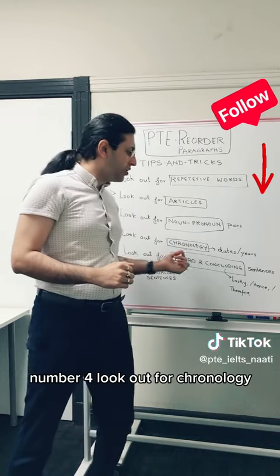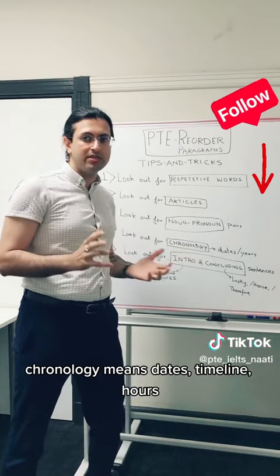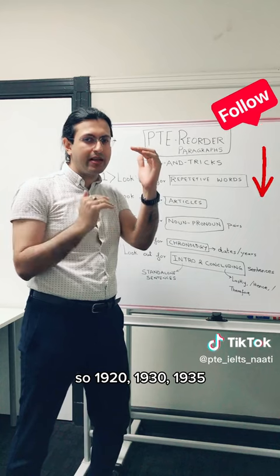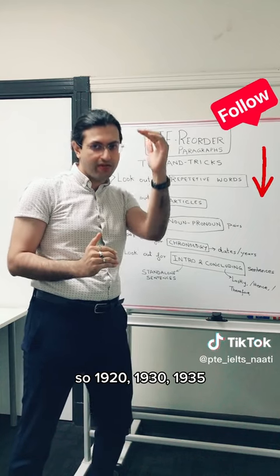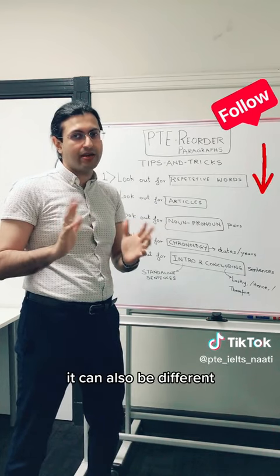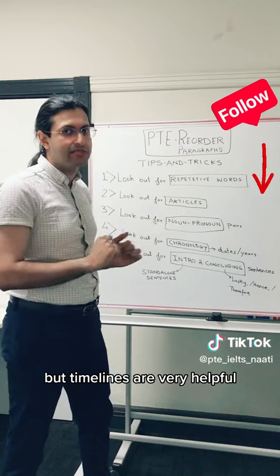Number 4, look out for chronology. Chronology means dates, timeline, hours. So 1920, 1930, 1935. Generally it will be time-wise. Sometimes, but not necessarily, it can also be different. But timelines are very helpful.